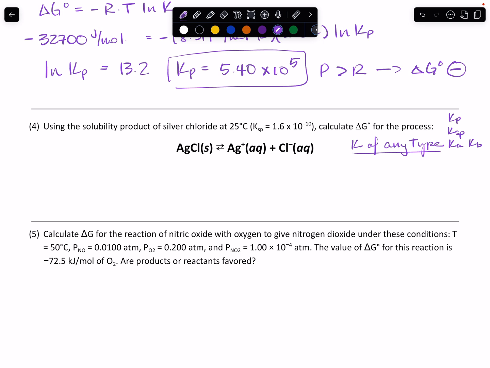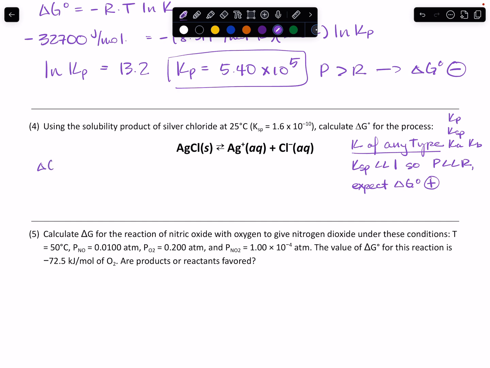So let's talk about what we would expect for delta G based on what we've been given. Here, our Ksp value is much, much smaller than 1. So that means our products are much, much smaller than the reactants. So I would expect delta G to be positive, meaning that the forward reaction, reactants to products, is unfavorable, and the reverse reaction, products to reactants, is favored. So let's see if that holds.